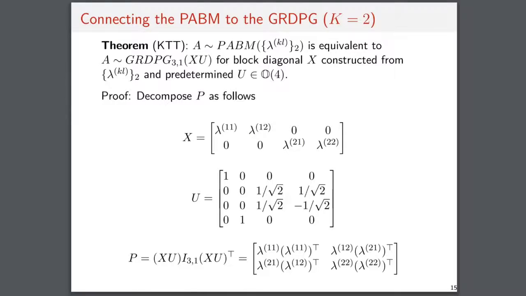You can decompose P for the PABM in this manner, and we can see that the latent configuration is four-dimensional and consists of a block diagonal matrix times an orthogonal matrix, where each block is rank 2 and corresponds to a community. Thus, the latent configuration for the PABM consists of two-dimensional subspaces that are orthogonal to each other in four-dimensional space. This easily generalizes to K greater than 2 in the same manner.